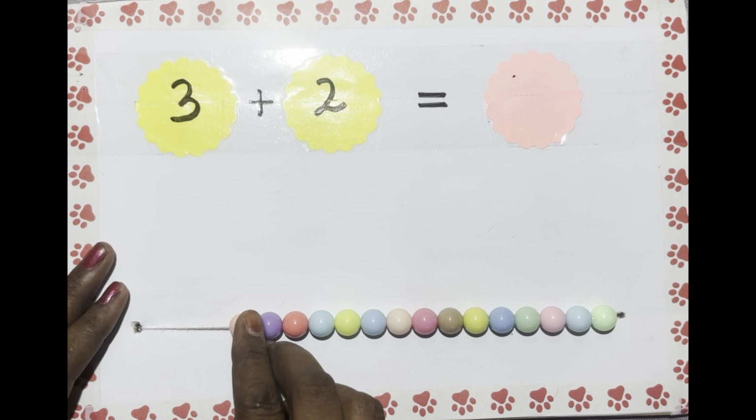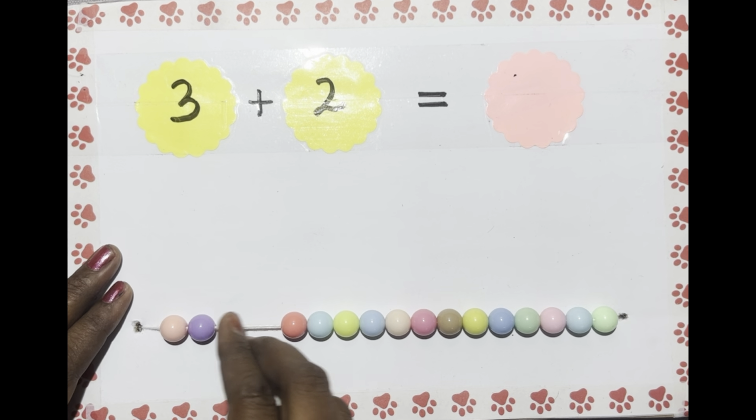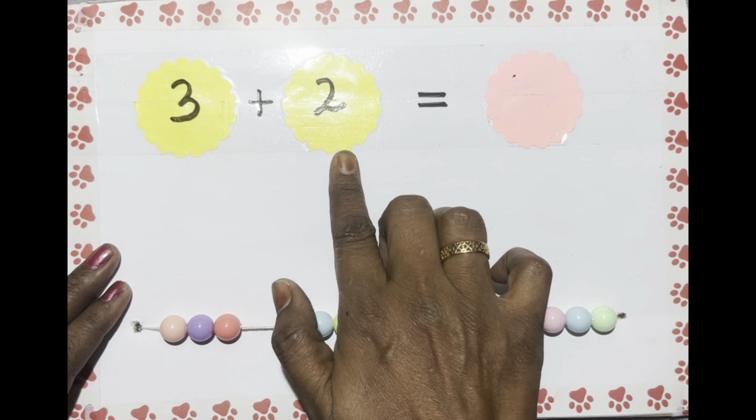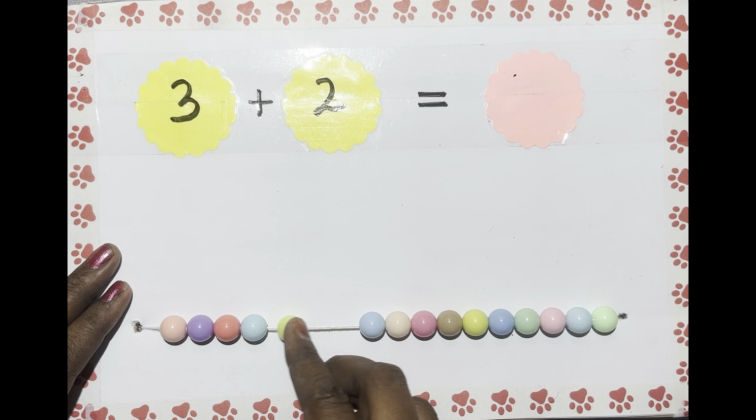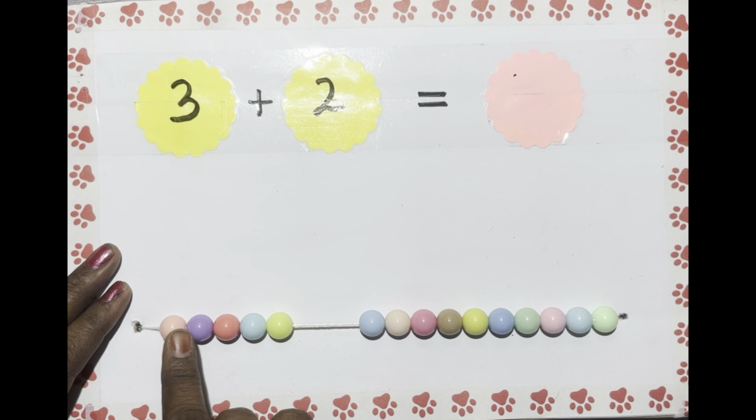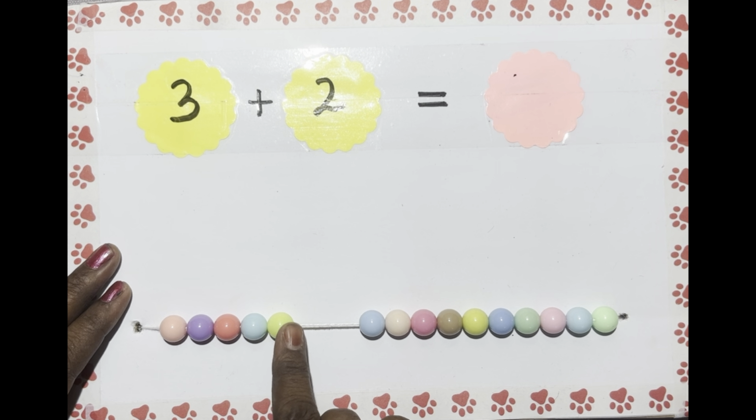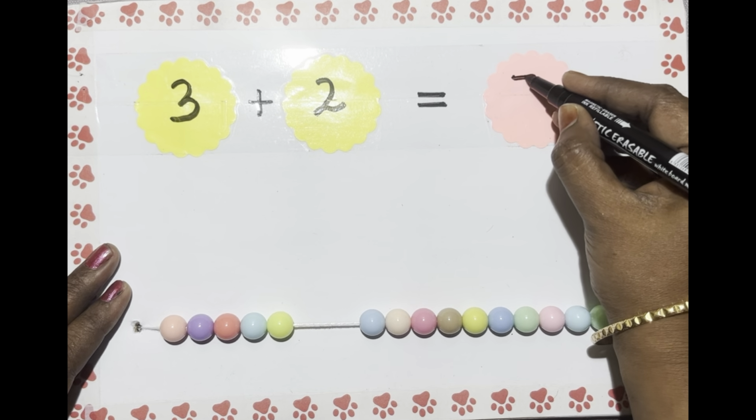First நம்ம என்ன எத்தனை beads எடுக்கணும்? 3 beads. 1, 2, 3. Next plus 2. 1, 2. Now count the beads. 1, 2, 3, 4, 5. So the answer is 5.